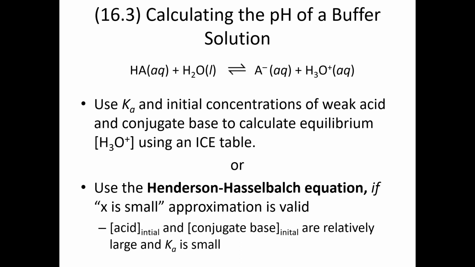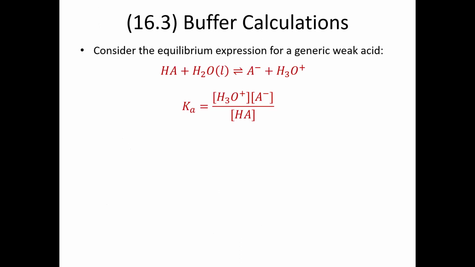So what does the Henderson-Hasselbalch equation look like? Well, first, let's go back to chapter 15, our equilibrium reactions. Let's just take the generic expression for a weak acid dissociation with water. So we've got HA reacting with water in equilibrium with A minus and H3O+, where HA is our weak acid and A minus is its conjugate base.